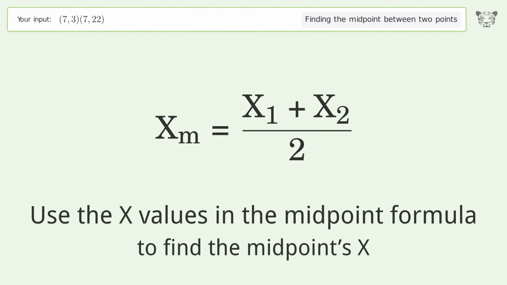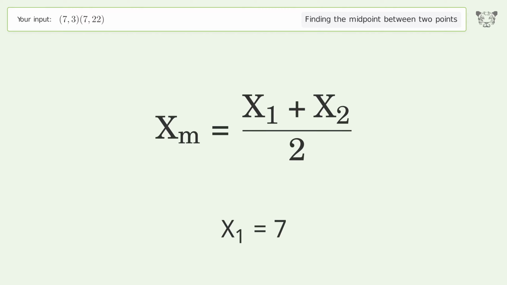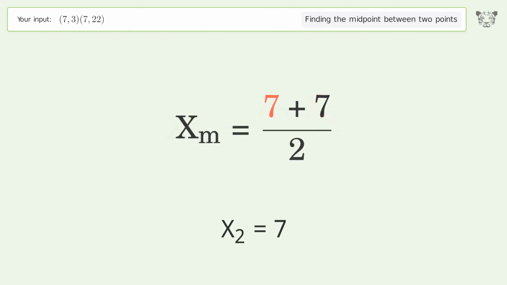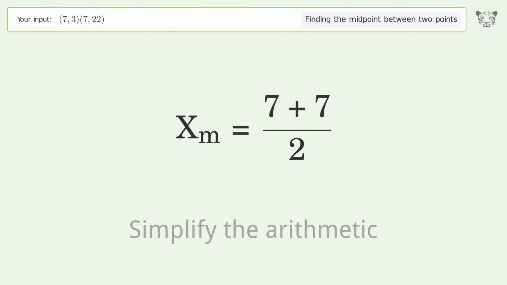Use the x values in the midpoint formula to find the midpoints x. x1 equals 7. x2 equals 7. Simplify the arithmetic.